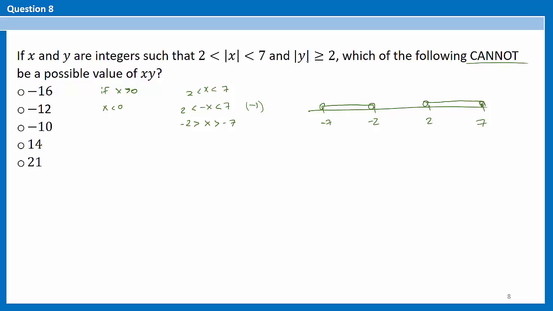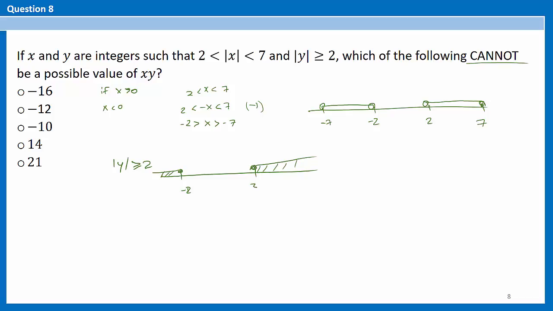Okay, but in the case of y, it can be 2. Now, the absolute value of y greater than or equal to 2 is a common structure that gives me y -2, -2 to the left, 2 to the right, and it can take these values.